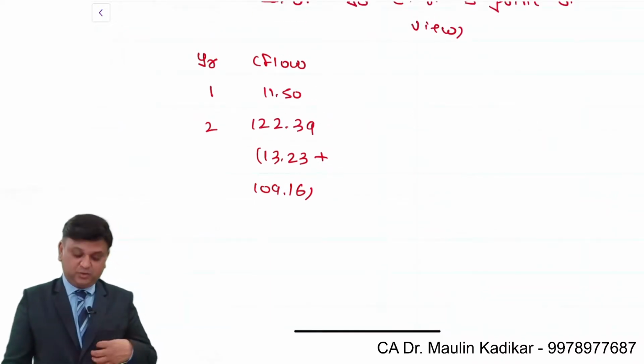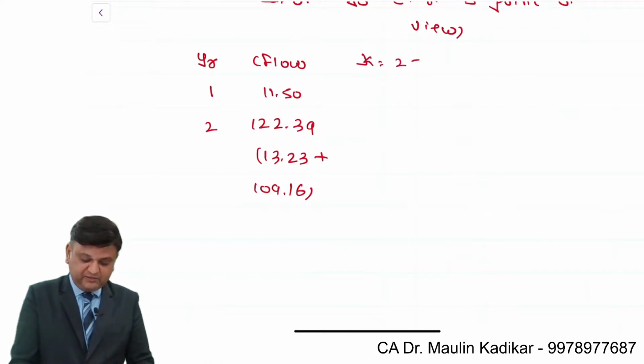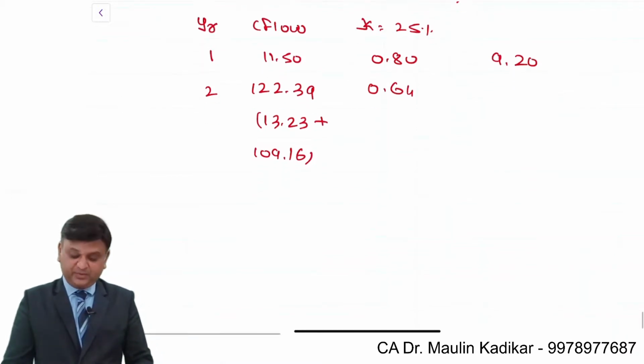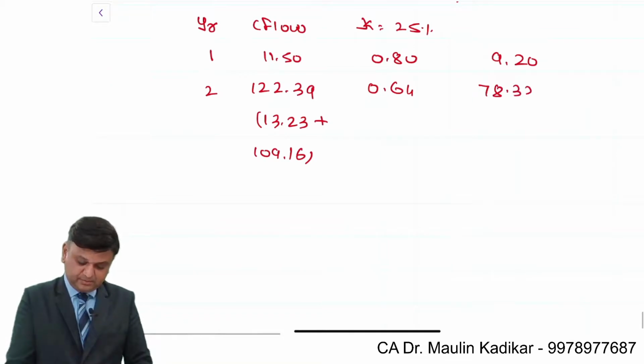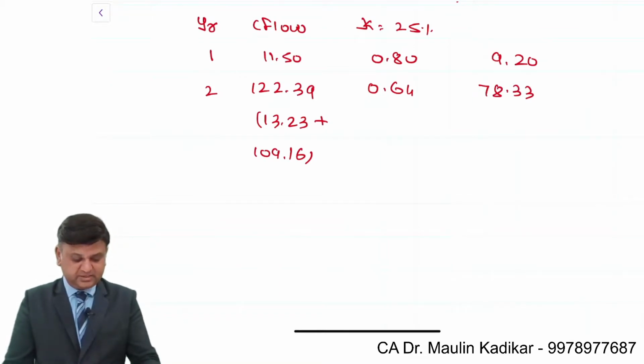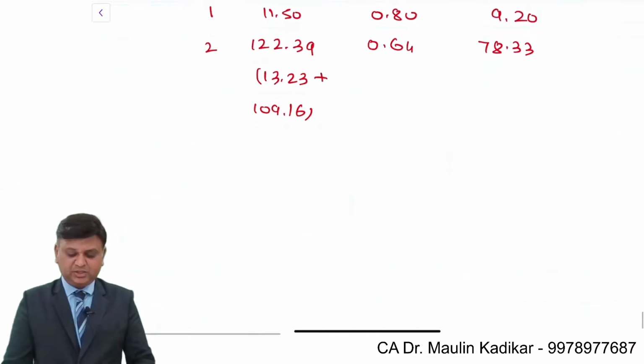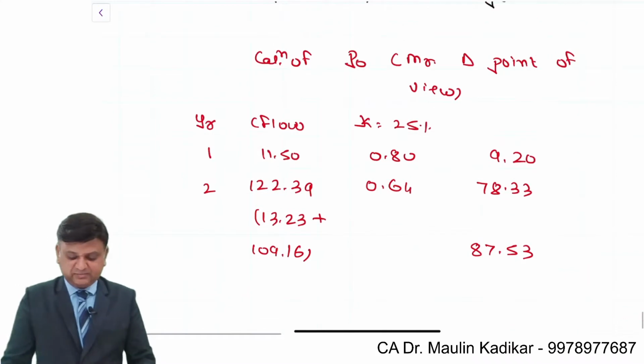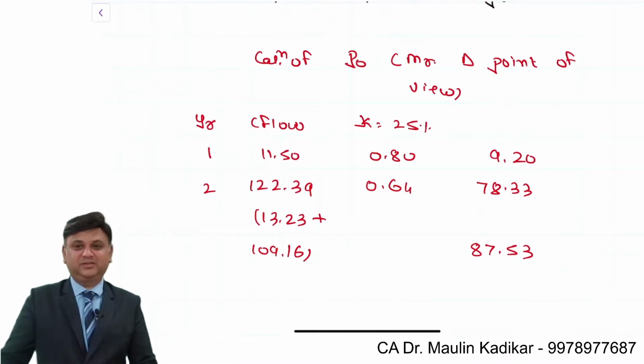Now it is discounted to year 0. So 25% first year factor is 0.8, second year factor is 0.64. So 11.5 into 0.8, that comes to 9 rupee 20 paise. 122.39 into 0.64, that is 78.33. So 9.2 plus 78.33, so it is 87.53. That is the way we'll make the calculation of the P0.